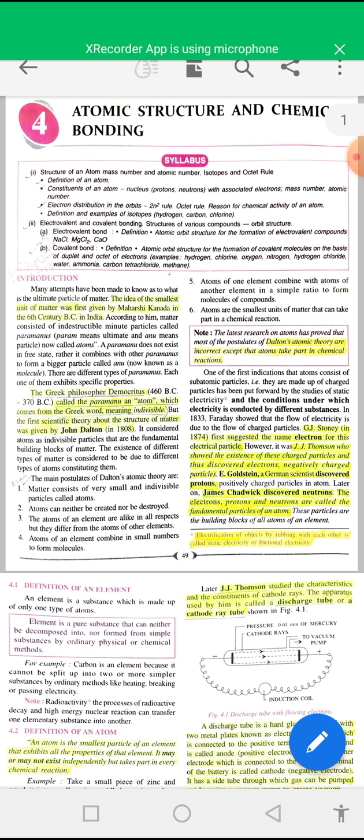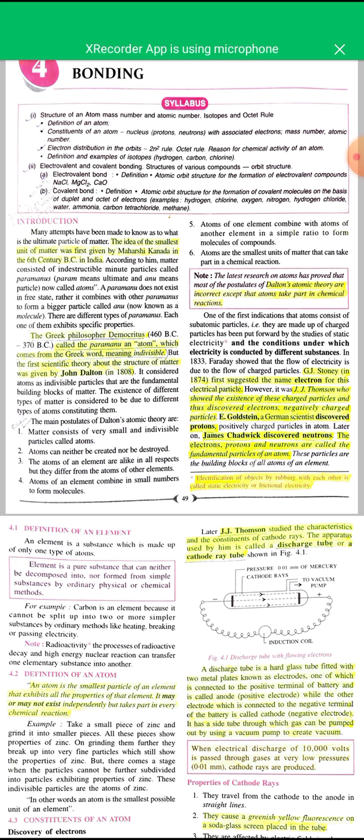Okay, the syllabus is given. You can see structure of an atom, mass number, atomic number, isotope, octet rule, definition of atom, constituents of an atom, nucleus, proton, neutrons, all these are given. And electronic distribution, 2n square rule. And different types of bonds, covalent bond and electrovalent bonds, formation of electrovalent bonds, their definition with example, covalent bond definition with example.